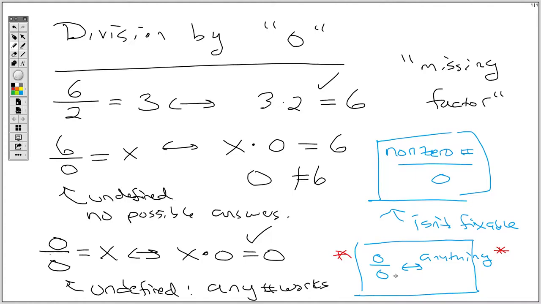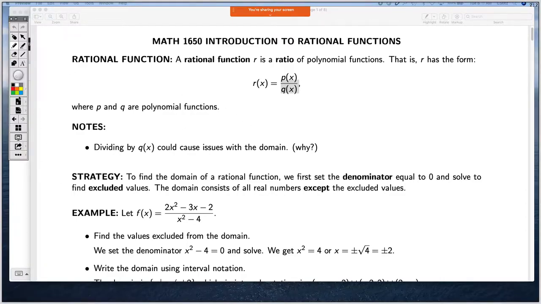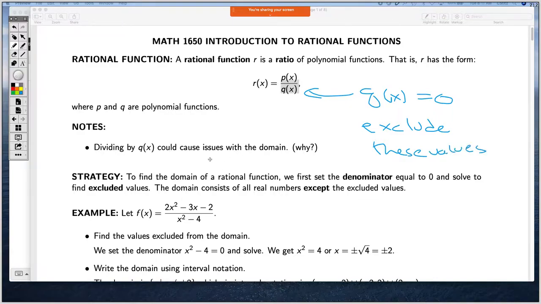So today we'll look at a couple of functions, and we're going to look at behaviors here. Something that becomes an issue with rational functions is when the denominator is 0, right? We can't have that. We need to exclude these values. So when we talk about values excluded from the domain, we're looking at setting the denominator equal to 0 and then throwing out our answers.